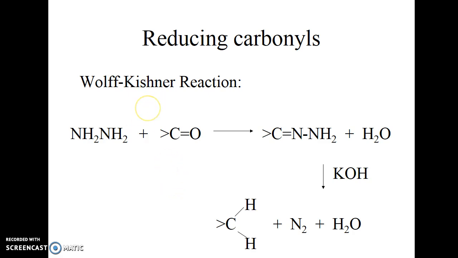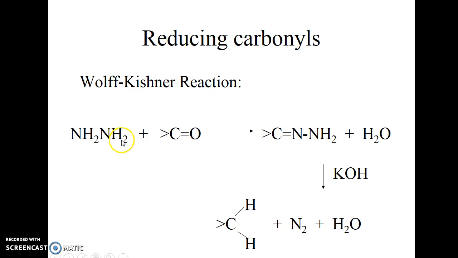In the Wolff-Kishner reaction, we basically take a carbonyl and change it to a methylene group. We reduce it down all the way, remove all the oxygens, and add hydrogen in place. The conditions for this are hydrazine and potassium hydroxide.